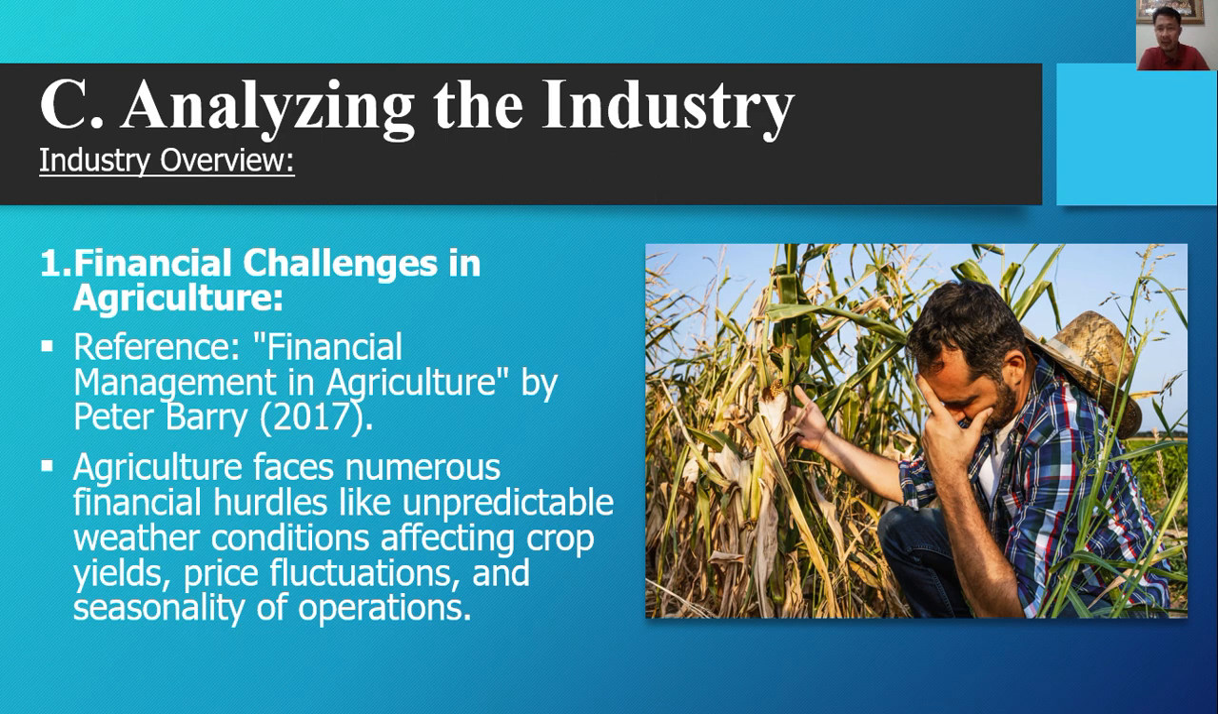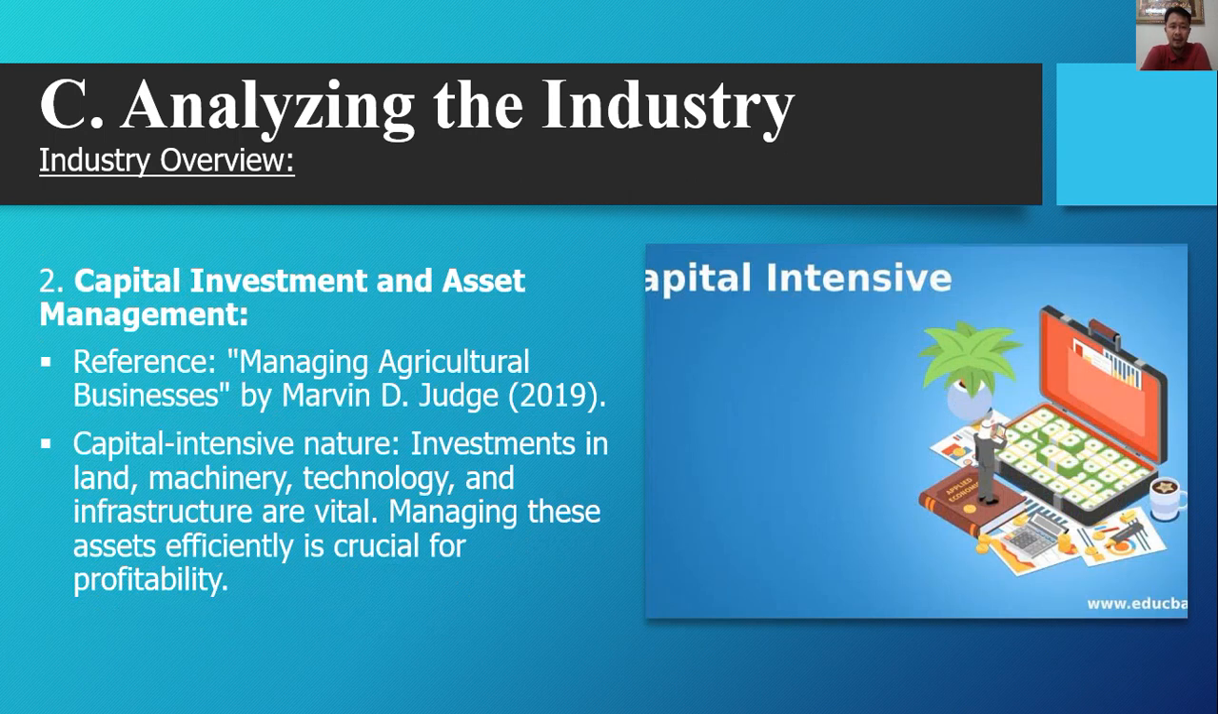And also there will be price fluctuation, for example, in our rice or in onions, and seasonality of operation. This one is somehow a major thing to consider in the challenges that we face. And then capital investment and asset management. So the capital intensive nature of agriculture, for example, the investments in land, our machinery, our technology, and also the infrastructure are vital. So managing these assets efficiently is crucial for profitability.